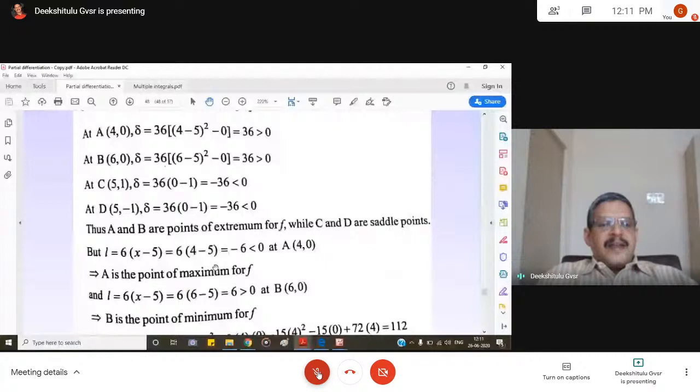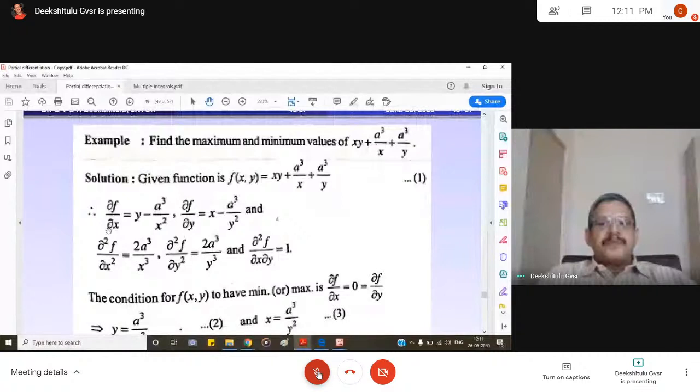xy plus a cube by x plus a cube by y. Again, the first step is to find dou f by dou x, that is y minus a cube by x square, and dou f by dou y, x minus a cube by y square. Second order derivatives also: dou square f by dou x square is 2a cube by x cube, dou square f by dou y square is 2a cube by y cube, and dou square f by dou x dou y is 1.